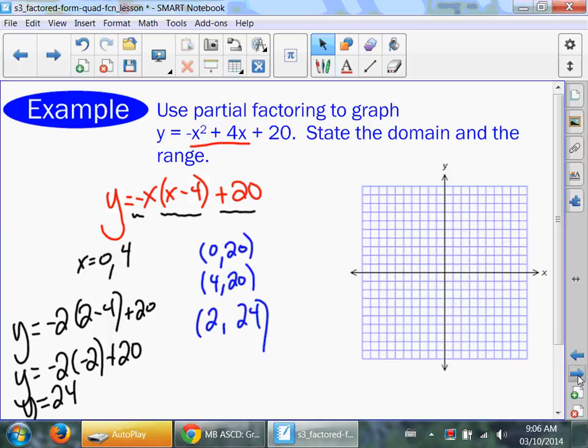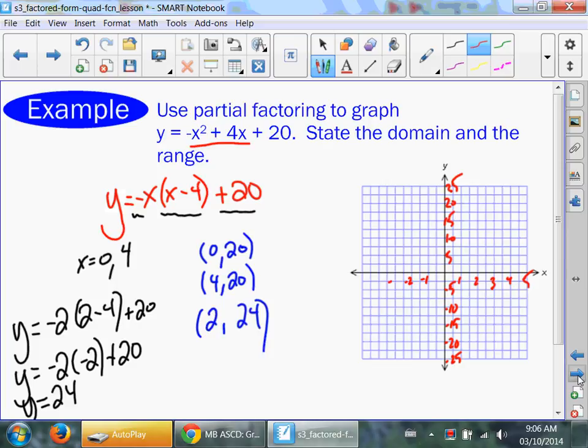So how am I going to do that? It doesn't have to be anything fancy. I'm just going to go 5, 10, 15, 20, 25, negative 5, negative 10, negative 15, negative 20, negative 25. All my x values are under 5 for that matter, so I'm going to go 1, 2, 3, 4, 5, and negative 1, negative 2, negative 3, negative 4, negative 5. So now it's just a matter of plotting my points.